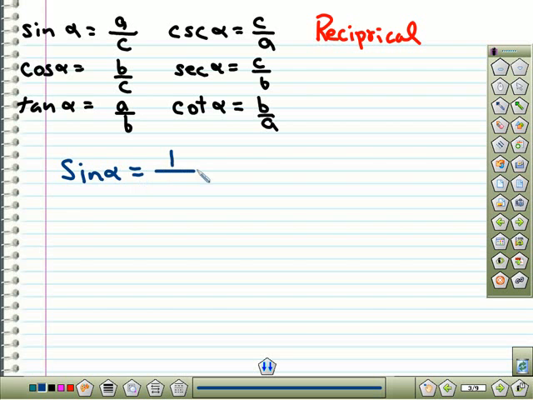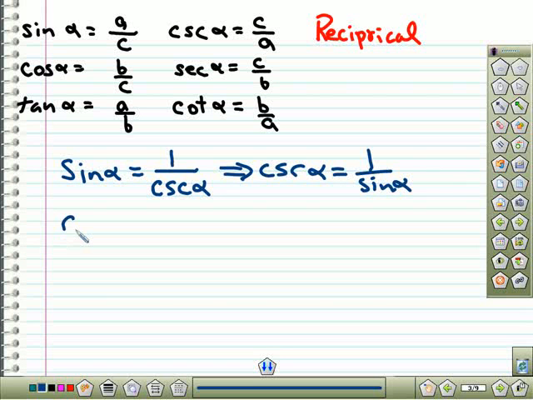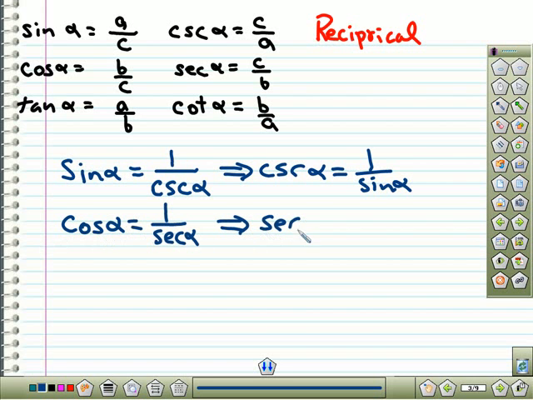And we note that sine alpha is 1 over cosecant alpha. And of course, that implies that cosecant alpha is 1 over sine alpha. Right? So we know that those are the same things. Now also we know that cosine alpha is equal to 1 over secant alpha. Likewise, that implies that secant alpha is equal to 1 over cosine alpha.